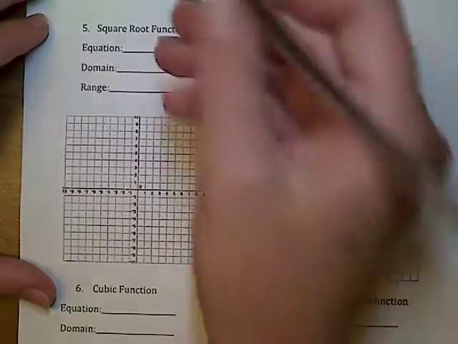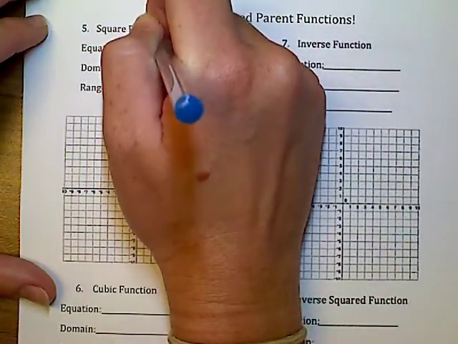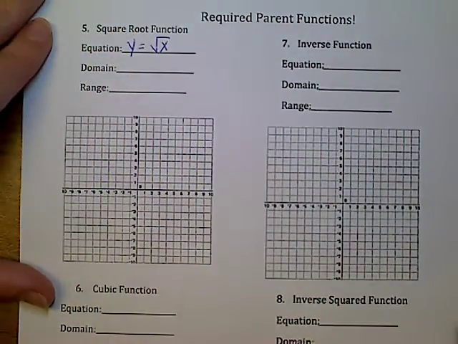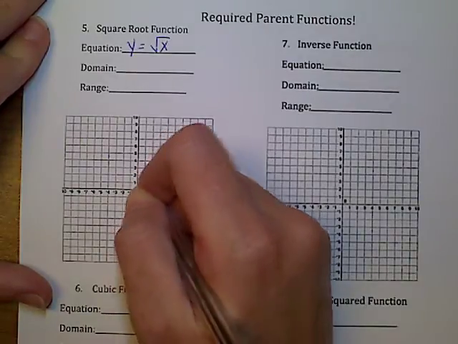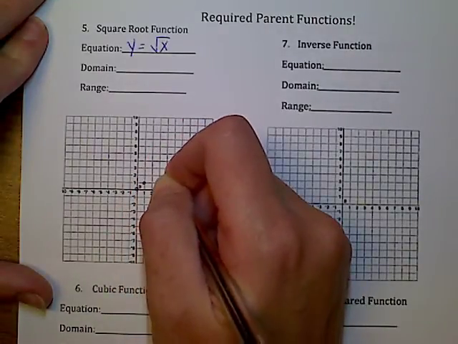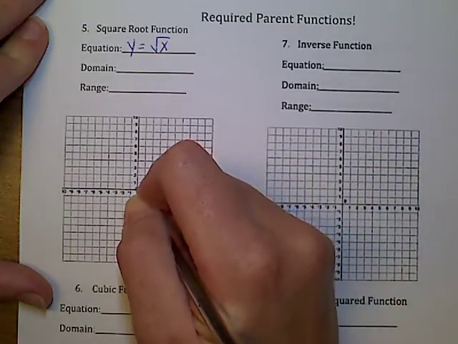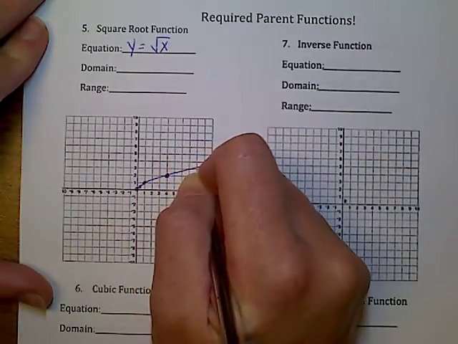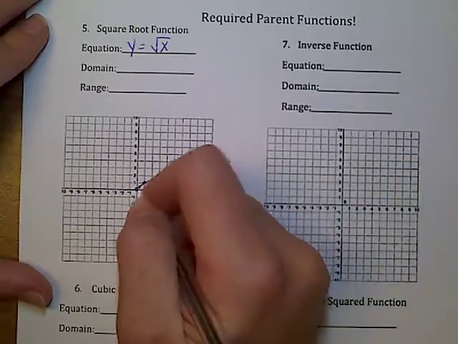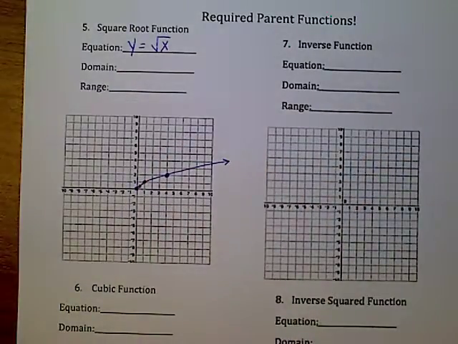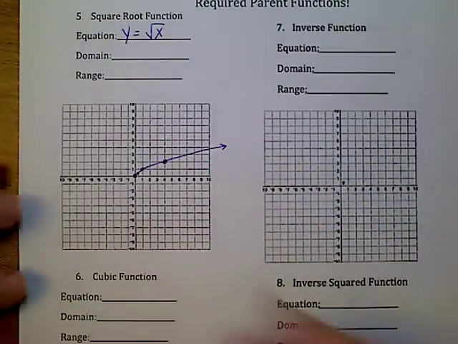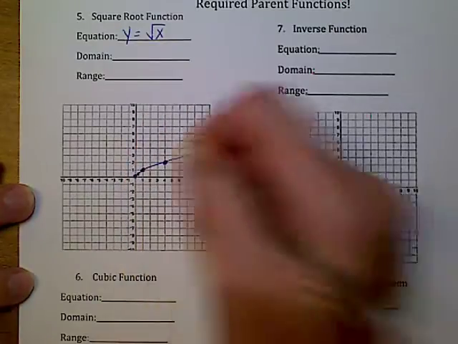The square root function, y equals the square root of x. That has the points (0, 0), (1, 1), and then (4, 2) on it. And looks like so. My graph might be a little off there, but the general idea is correct. Again, make sure you're showing me those points.